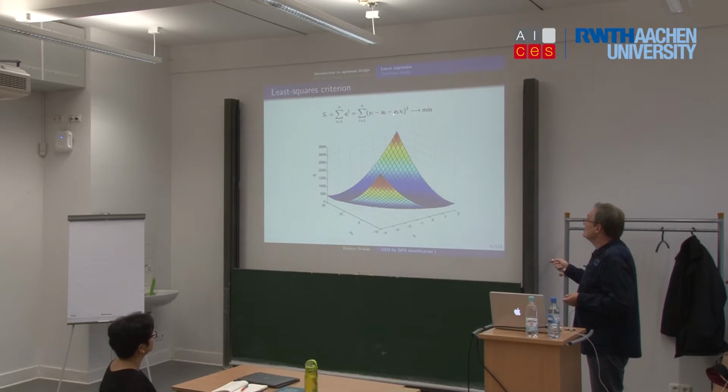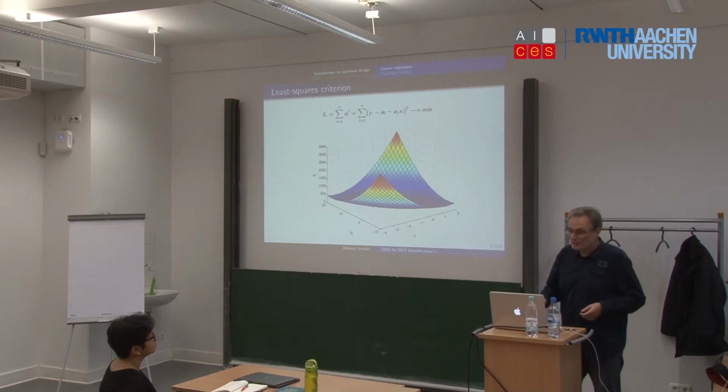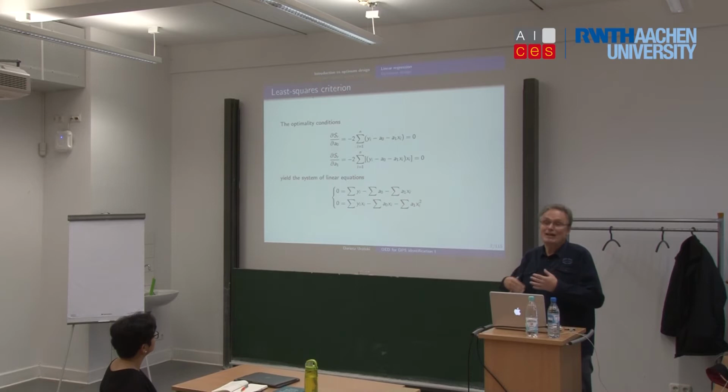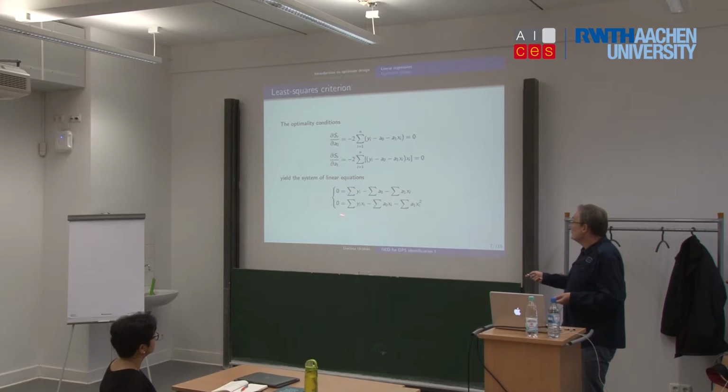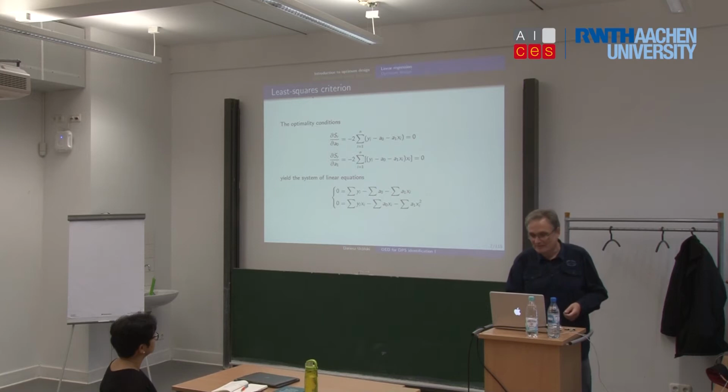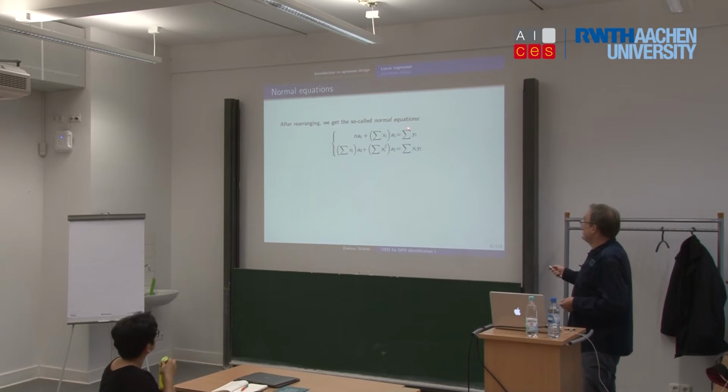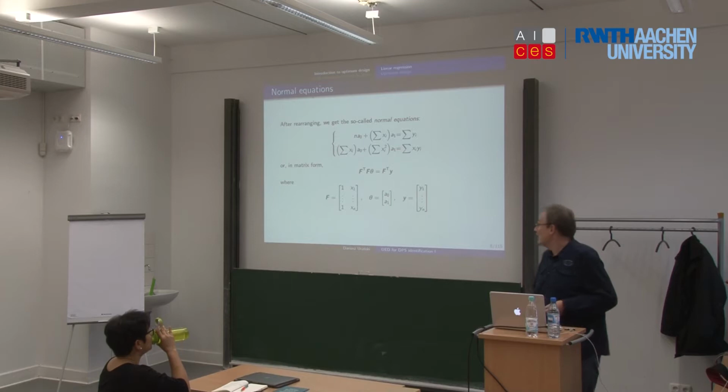And when we plot this function, its surface is just some square surface. So it has some minimum. We can get this minimum when we equate the partial derivatives of this criterion with respect to the parameters to zero. In this way, we obtain the following system of linear equations. So this makes the whole thing very easy. These equations are called normal equations in the language of statistics, and we can put them in a matrix form.